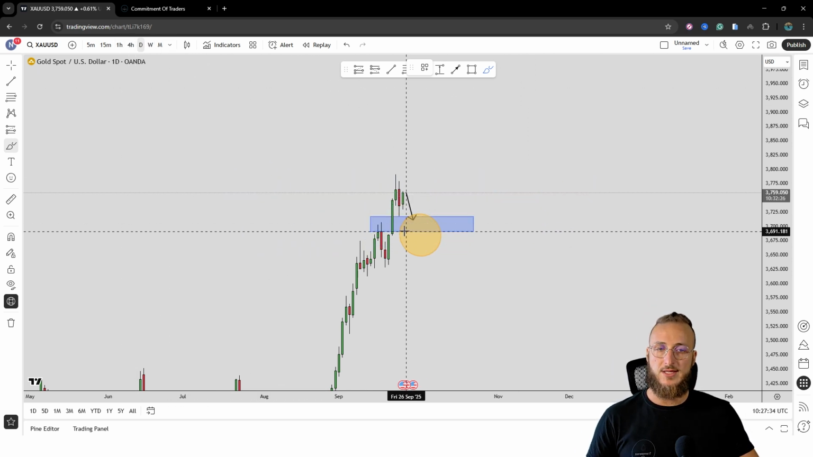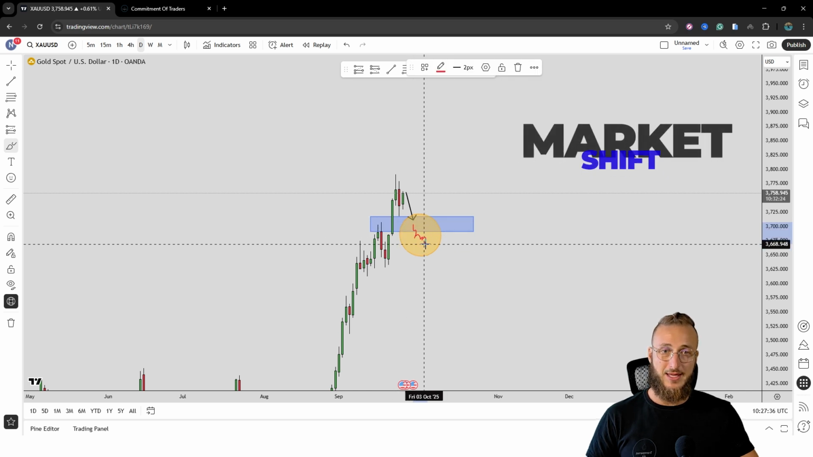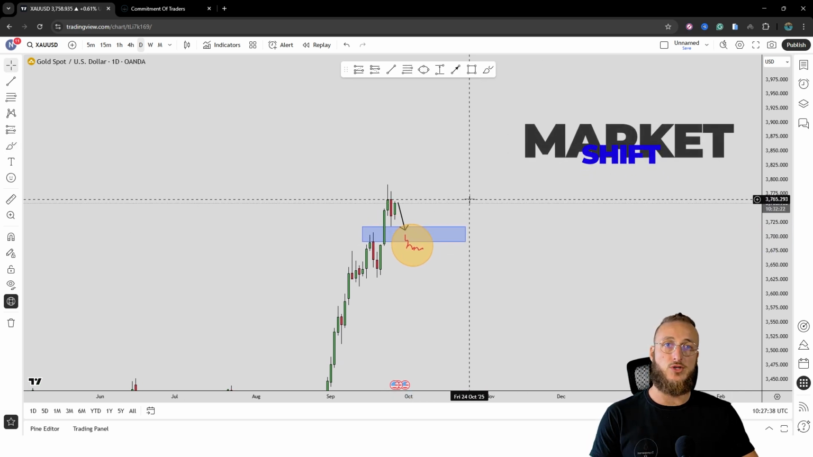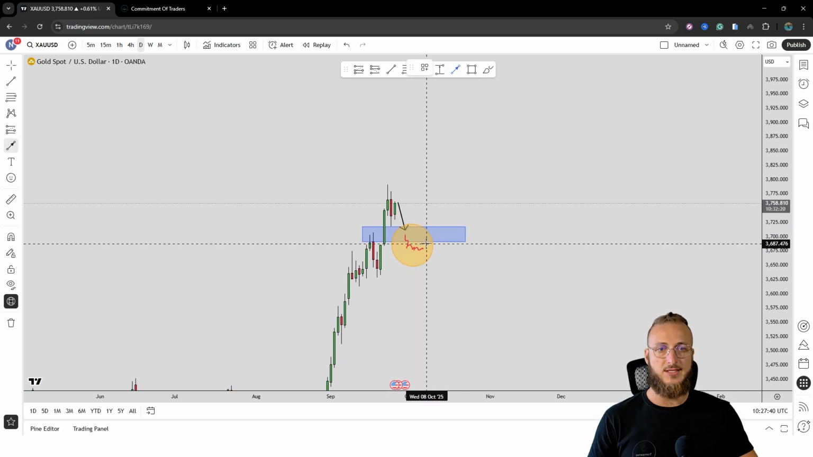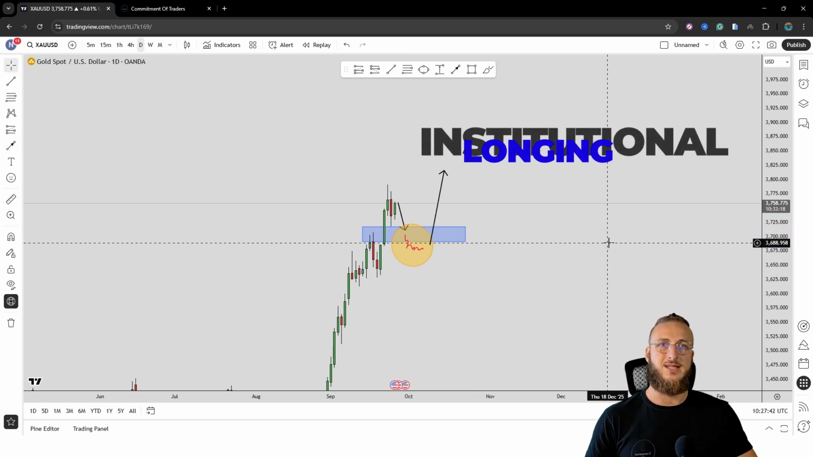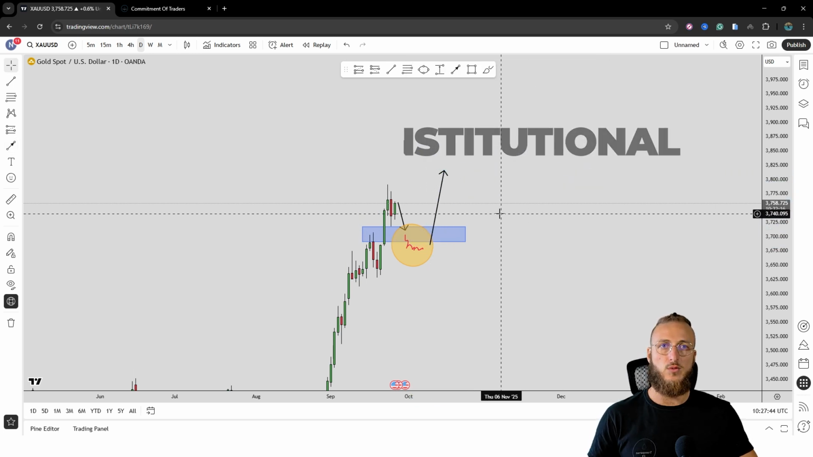Therefore, I wouldn't be surprised if this market would shift inside of this area from an intraday bearish to a bullish market and, fueled by institutional longing, reject this level to the upside. That definitely wouldn't surprise me.